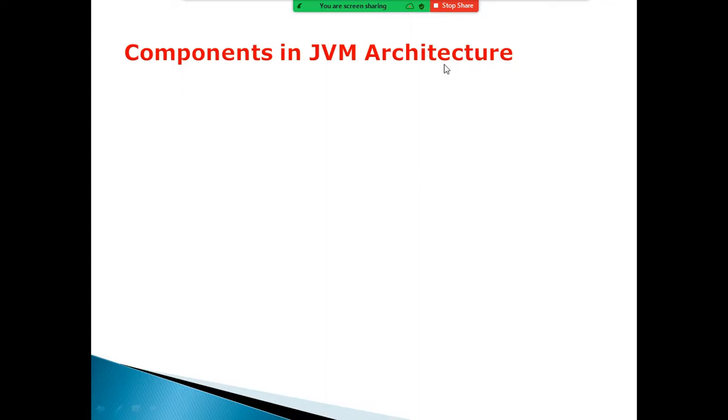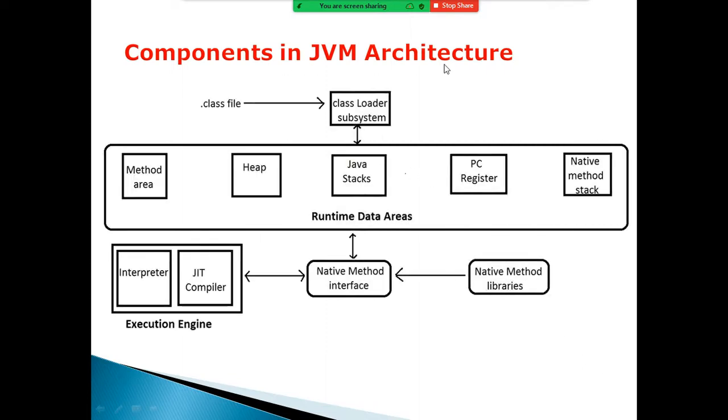If you look at this diagram of components in JVM architecture, we are now discussing the runtime data areas. We have already completed the class loader subsystem. We have already seen how the class loader subsystem works, what the delegation hierarchy algorithm is, and a lot of interview questions on it. Last class we completed the method area. Today we will discuss the heap area and stack area.